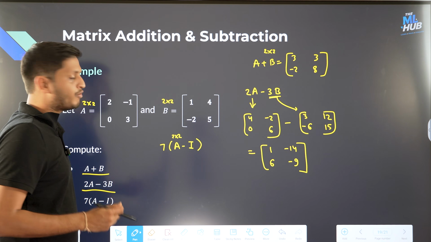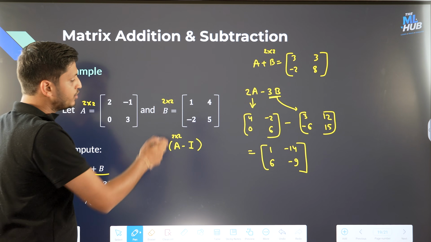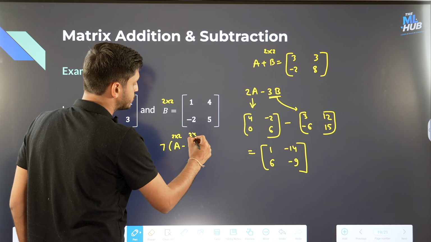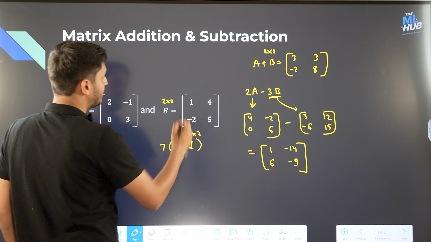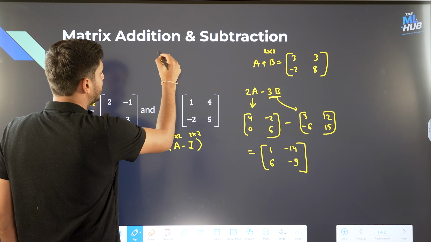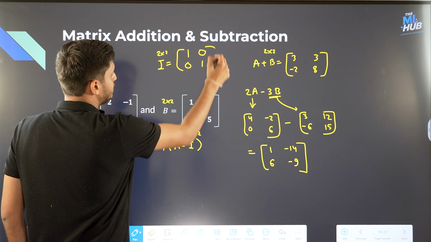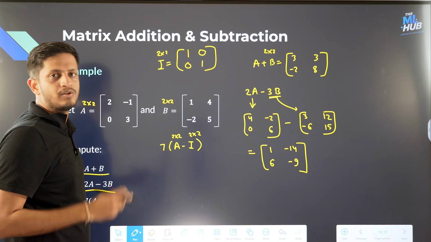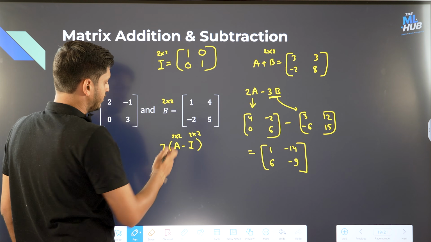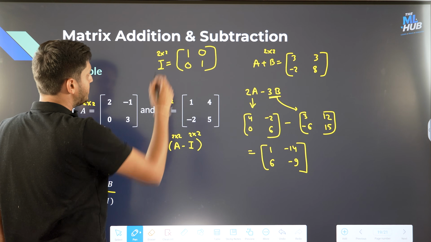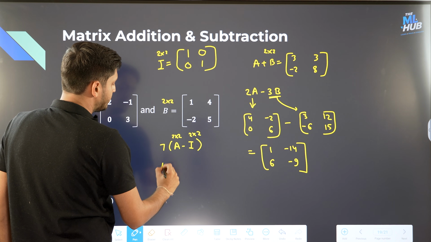And because A is of order 2 cross 2, I also has to be of order 2 cross 2. So here I means an identity matrix of size 2 cross 2, which means 1 0 0 1. This is the identity matrix of size 2, we know this thing. So we will compute 7 times A minus I. Firstly let's compute A minus I.